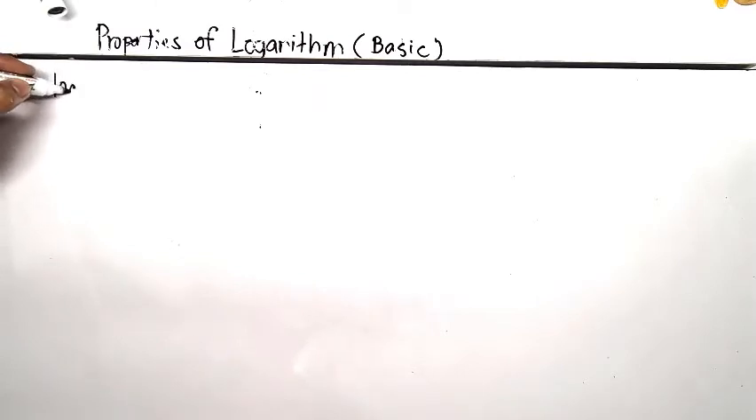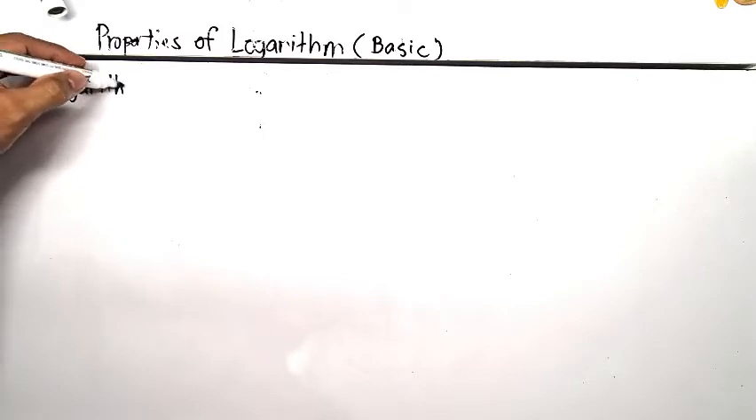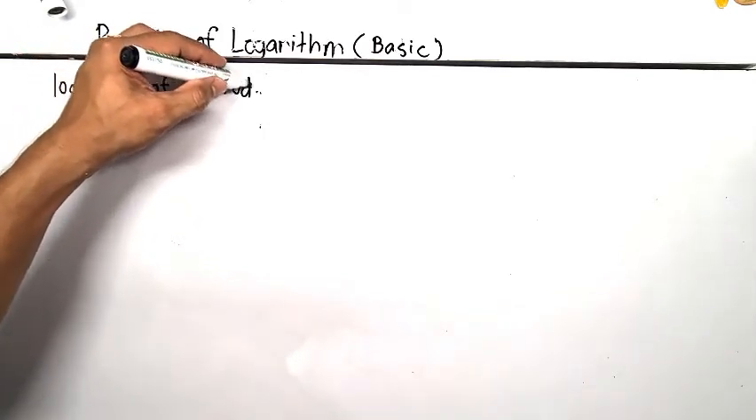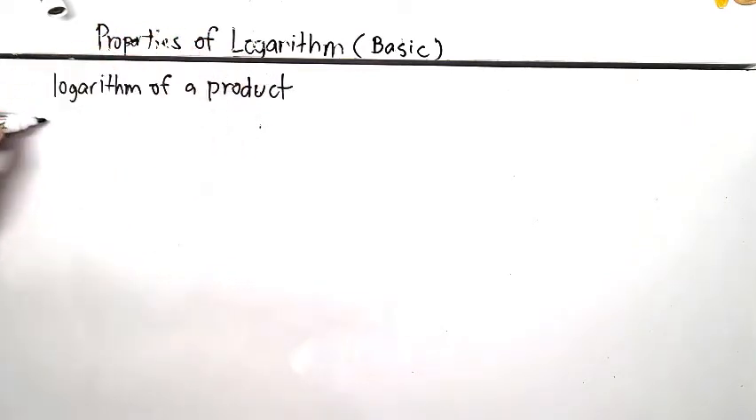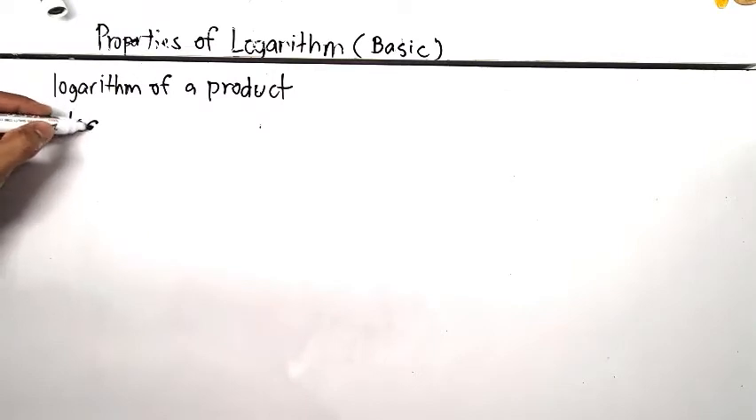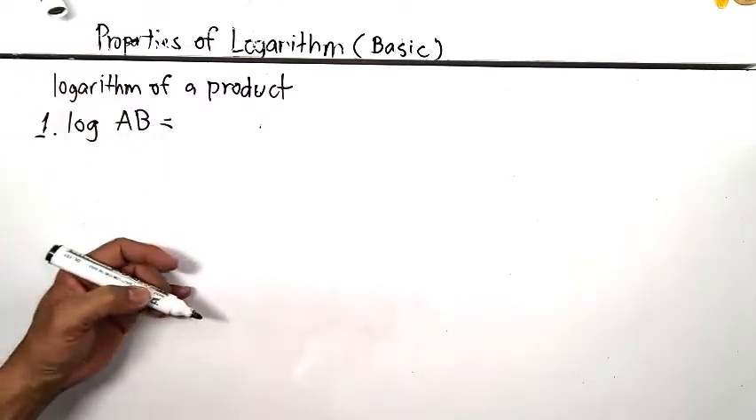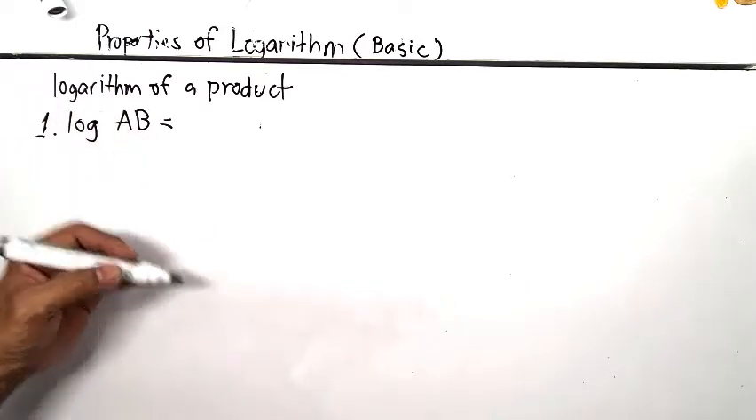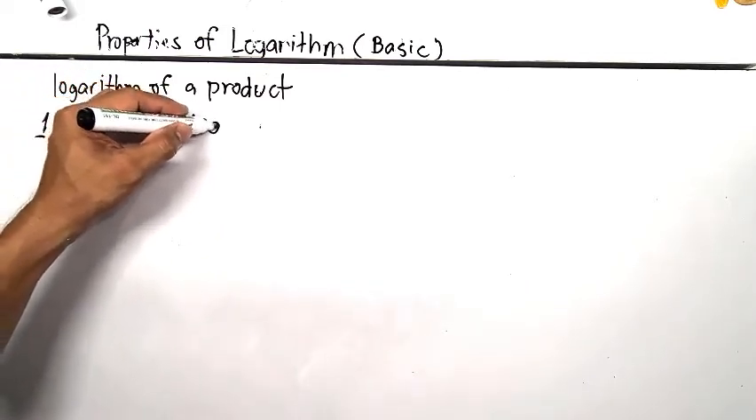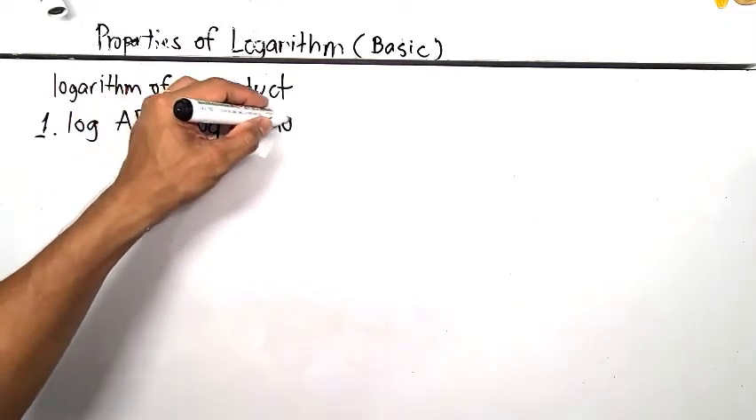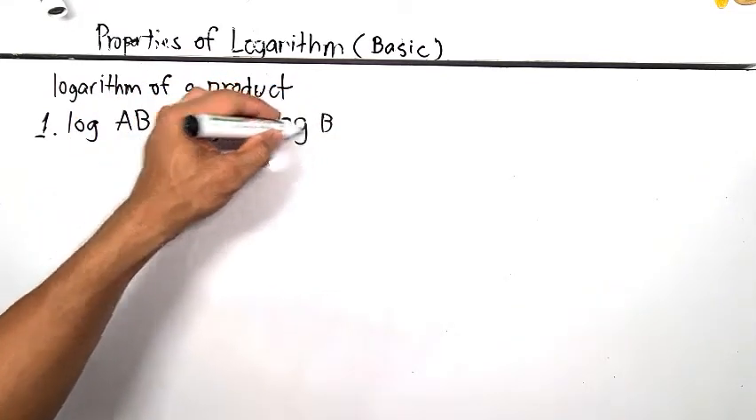So what does that mean? The logarithm of a product. We have this rule: the logarithm of AB, we can separate it into two individual logarithms of its factors. So that is log A plus log B.